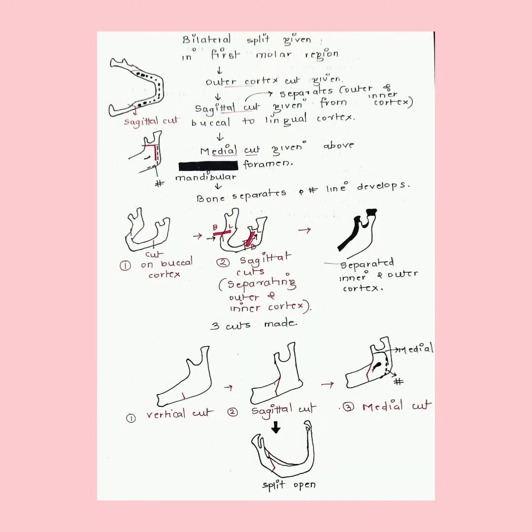Then the sagittal cut is given that separates the inner and outer cortex. You see this red line here for the sagittal cut, that is from buccal to lingual cortex. And then after that, the third cut or medial cut is given, just posterior to the mandibular foramen or above the lingula. This technique was first given by Obwegeser. In that technique, they used to cut till the posterior region of the jaw. But after this technique has been modified, we give this medial cut just above the lingula and behind the foramen. And then this bone separates and a fracture line develops.